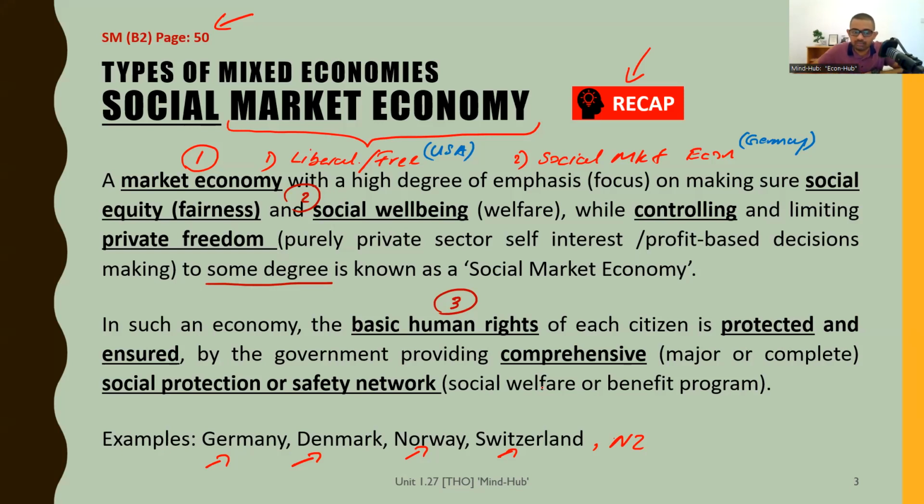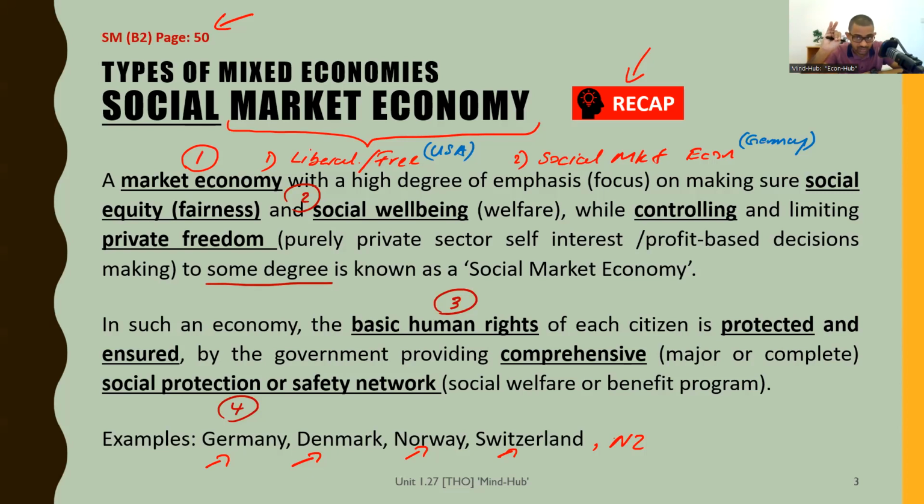So our fourth and final key point about a social market economy is this very comprehensive social protection or safety network. So when you think social market economy, what are the four things that come to mind? Work on this with me. Number one, it's a market economy. Number two, they have a very high level of focus on two things. What are they? Social equity and social well-being.